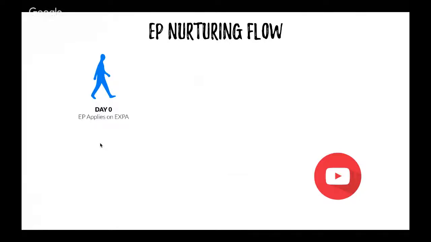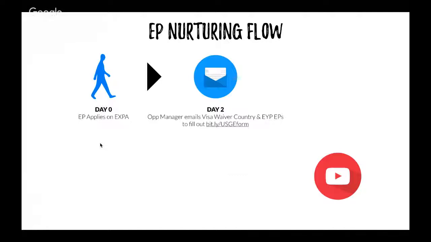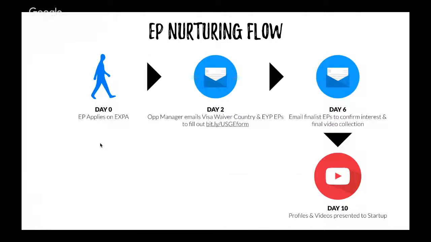So an EP applies on Expo. Within 2 days, they should receive an email to fill out the form. A simple way to do this is to download a CSV of the EPs and filter for anybody from a visa waiver country or an entity partner, and email them. Then email the finalist EPs to confirm that they're interested and push for more videos to be collected.